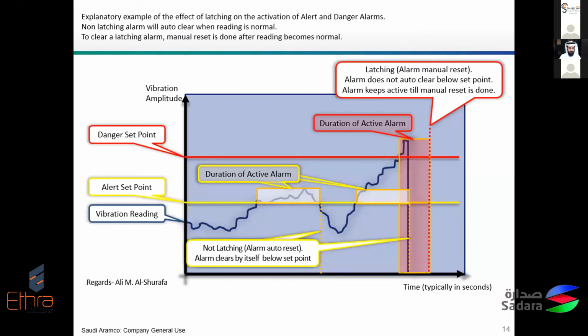And this is an example explaining what I have just said a while ago. So if you have the reading for the vibration dropping below the alarm set point and there is no latching, the alarm by itself will clear. But if you go to the danger level and it is latching, even if after the reading goes to 0, for example, or very low, the alarm will not clear by itself. You need to have somebody manually clear that from either the VMS or the DCS.